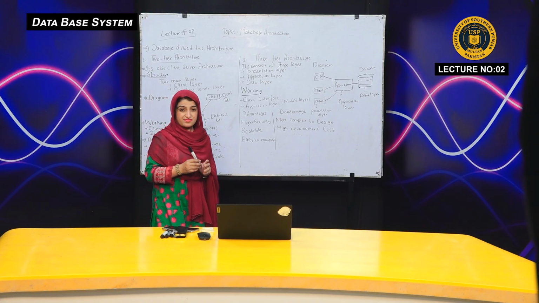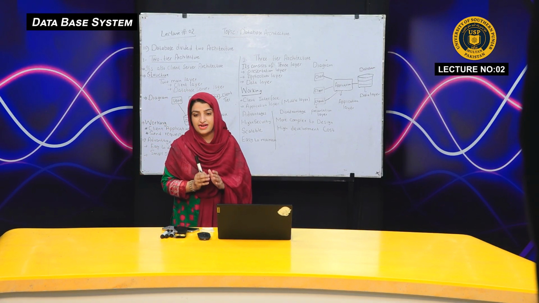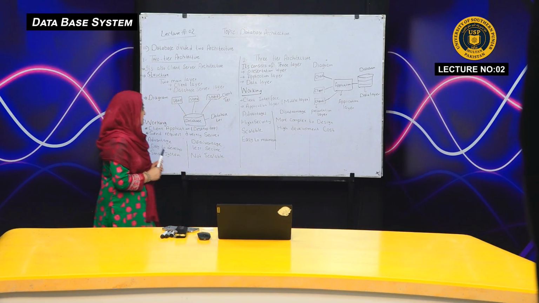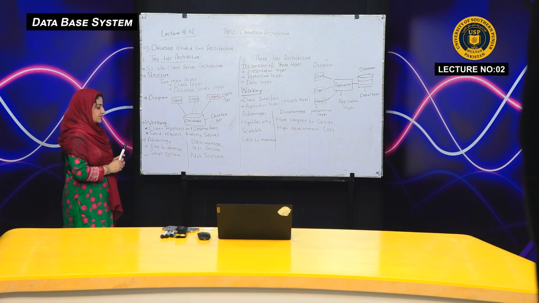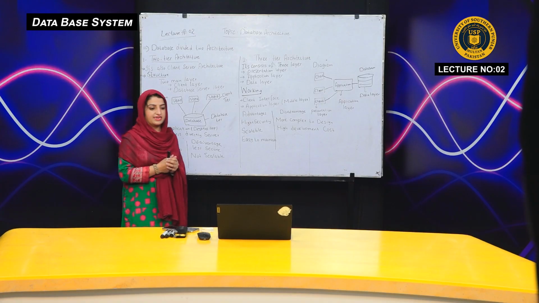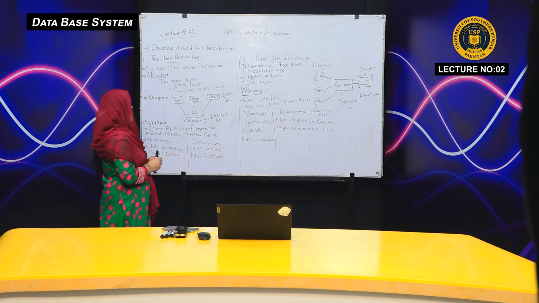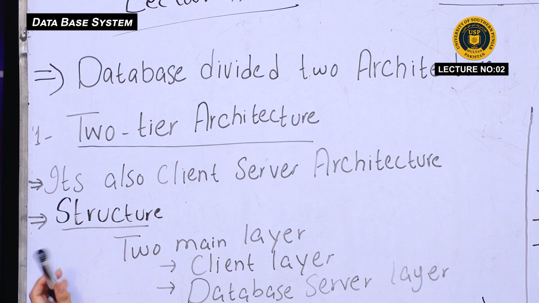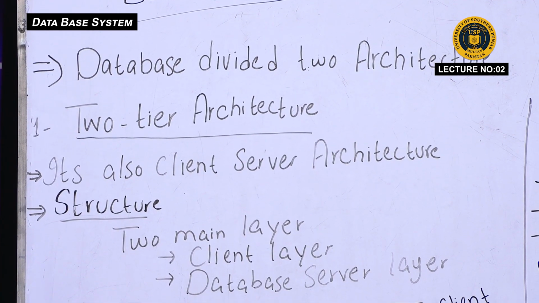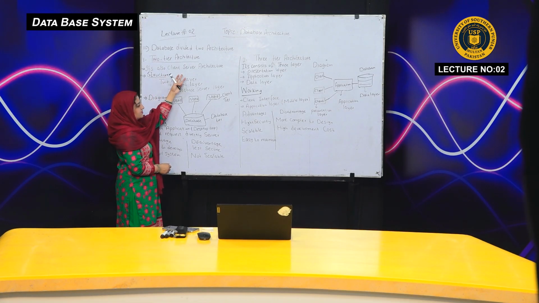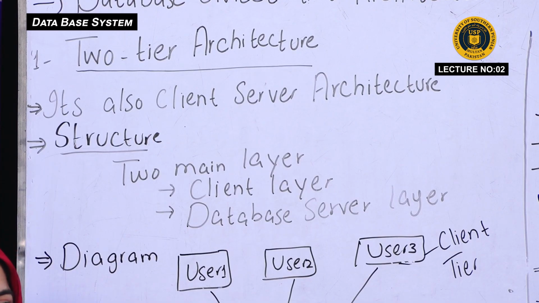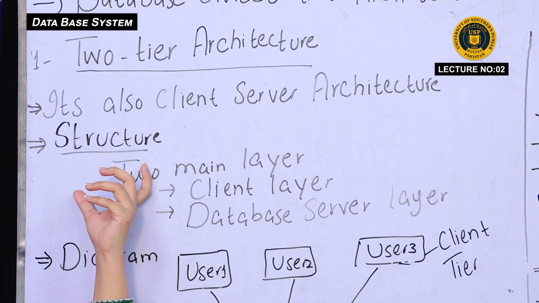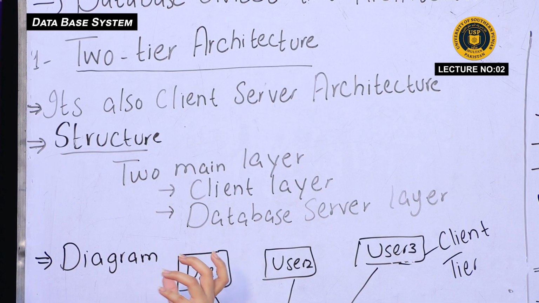Two-tier architecture is also called client-server architecture because it is divided into two main layers, the client layer and the data server layer. In this section, we will explain the main definition of two-tier architecture. It means the client directly interacts with the server, that is, the database server. The main structure of two-tier architecture is the client layer and the data server layer.